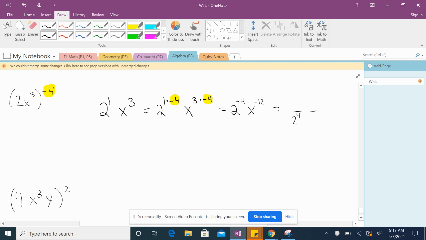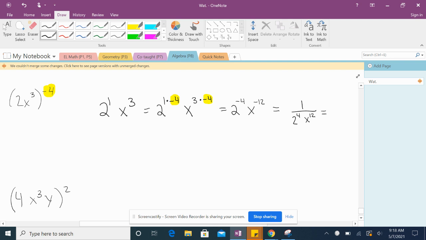Remember, when we move the negative exponent down to the denominator, this is when the 4 becomes positive. And x to the positive 12th, because we moved this from the top to the bottom. So now we have our 1 on top.